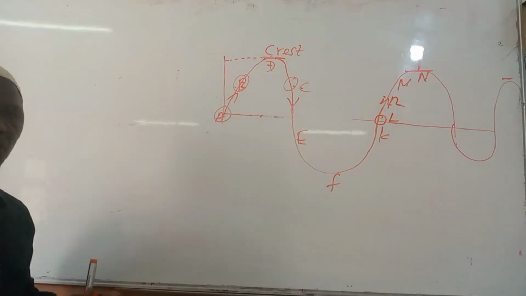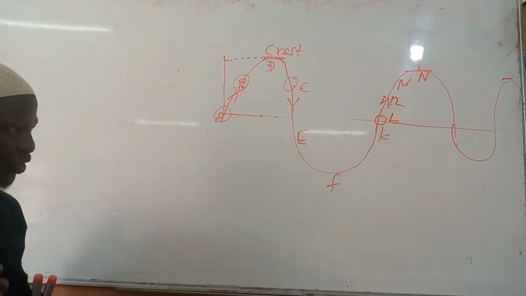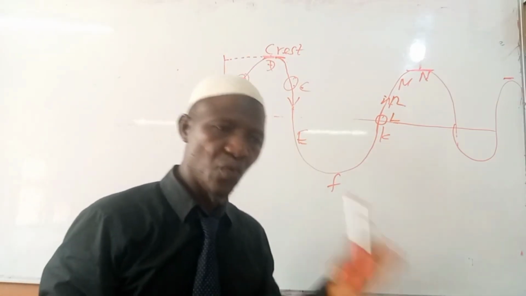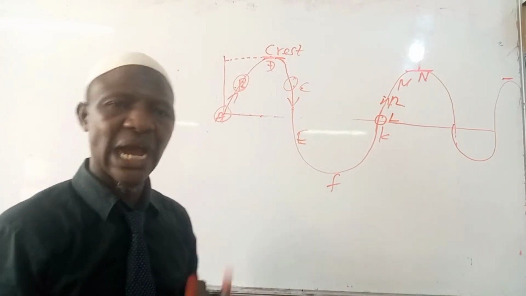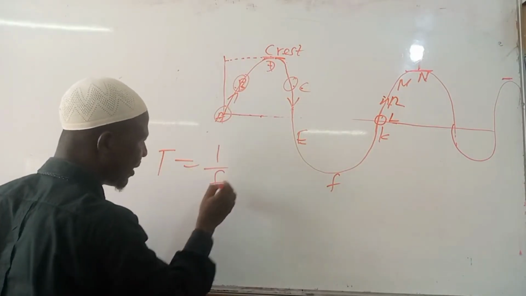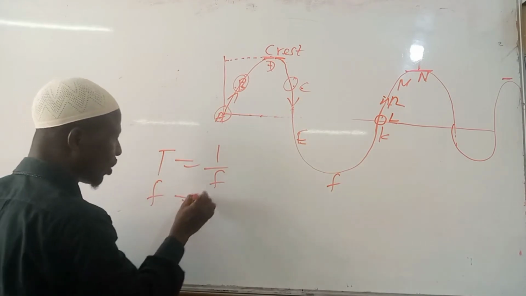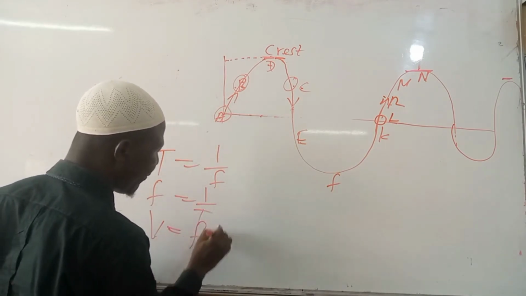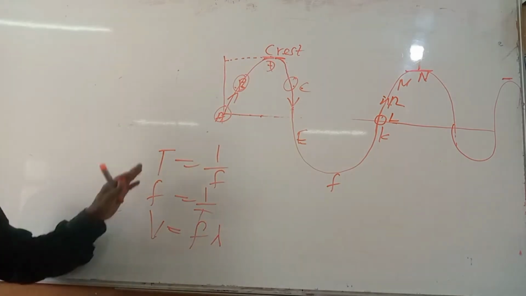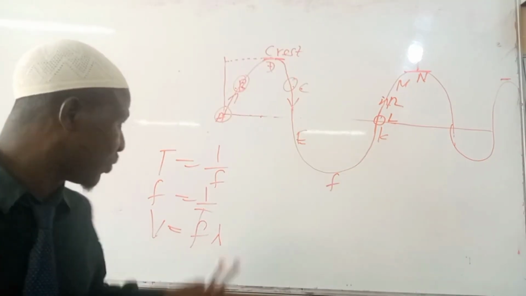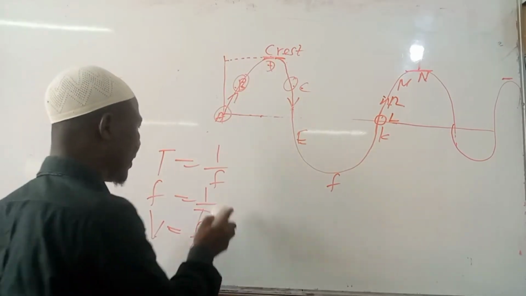This is a summary of some terms used in describing waves. Mostly, don't forget how to relate speed, wavelength, frequency, and period together. We have period T is equal to 1 over F. Then F is also equal to 1 over T. Then V is equal to F lambda. The next one will be the equation of a progressive wave, which we are going to make use of under this.